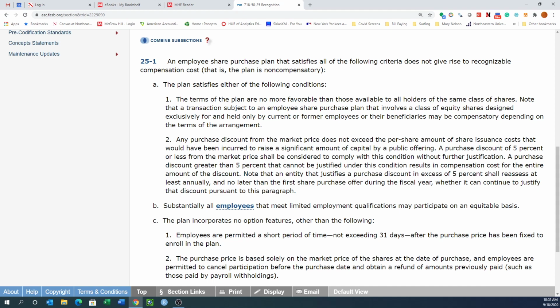And they're very specific on this. This is not one of those, use your judgment. No, not more than a month. In this case, 31 days. They're using a 31-day month as a month. So if all of these things are here, then this is a non-compensatory plan. If the discount was 15%, that discount becomes compensation expense.